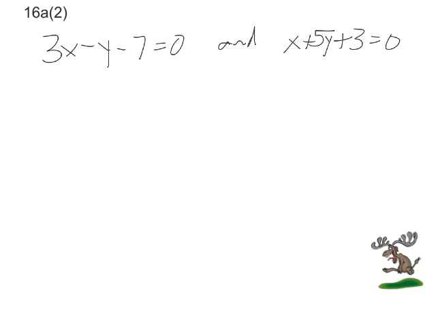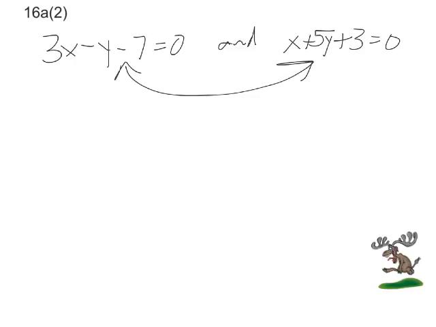Okay, looks like we got a little typo here in problem number 16. Rather than going to part D, we repeated part A. So 16A2, find the intersection of the line 3x minus y minus 7 equals 0 and x plus 5y plus 3 equals 0. And there's a variety of ways we can do this. We can use the equal values method. We could graph them. Basically, we want to know what x and y values make both of these statements true.